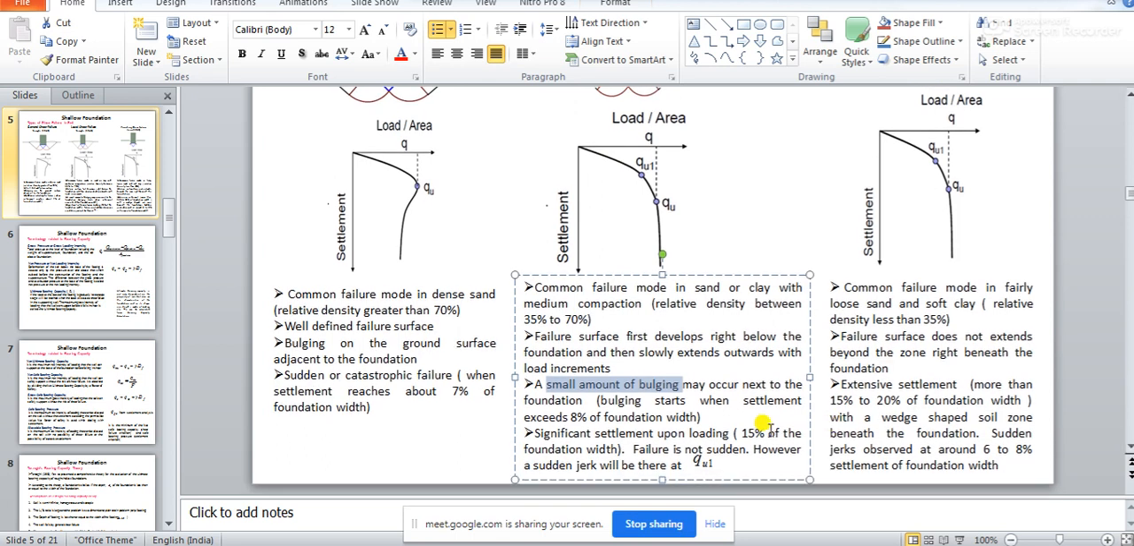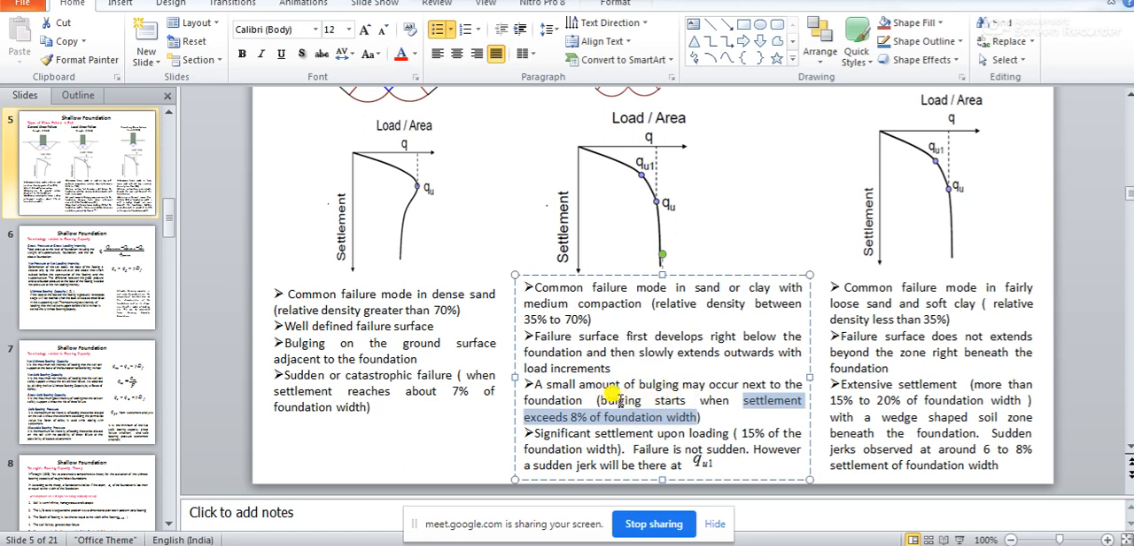And when will it come? It will come when the settlement exceeds 8% of the foundation width. You see, at 7% of the foundation width, in case of general shear failure, you have observed there is a catastrophic failure, right? However, in case of local shear failure, when the settlement is almost exceeding 8% of the foundation width, only then will it show the sign of bulging, isn't it?